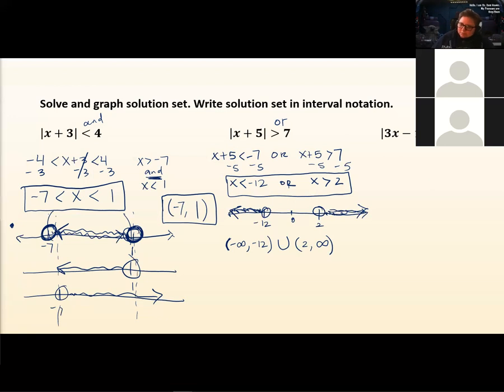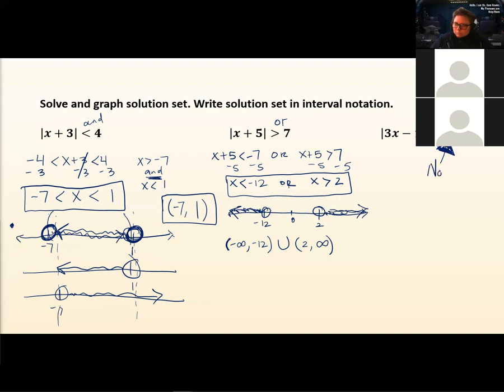Let's look at this last one. So we have the absolute value of 3x minus 1 is less than negative 15. So what do we do? Get the x by itself. We usually would, yes, but is this possible? No, this is absolute, huh?